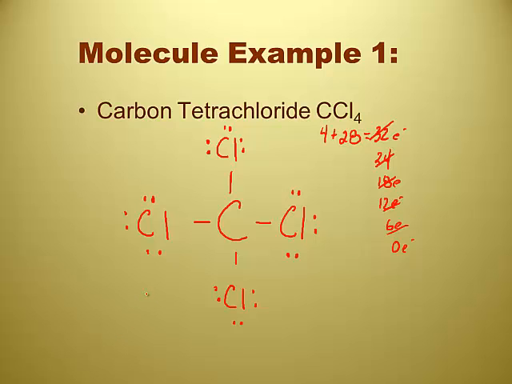Let's double check things. This chlorine has an octet: 2, 4, 6, 8. This chlorine has an octet: 2, 4, 6, 8. The right-hand side chlorine has 2, 4, 6, 8. And the top chlorine has 2, 4, 6, 8. All the chlorines have octets. Carbon has an octet because 2, 4, 6, 8. And if we count those up, that's 32 electrons, and that matched my 32. This is a valid Lewis structure. We followed the rules. Very good, all 5 steps.